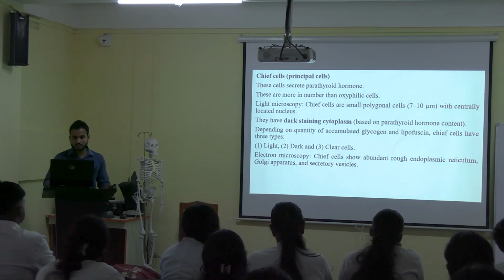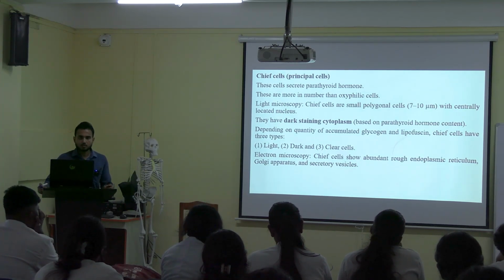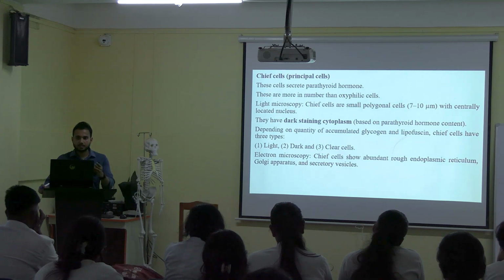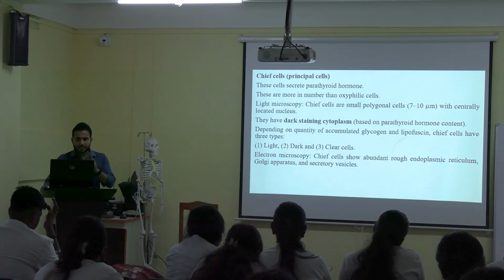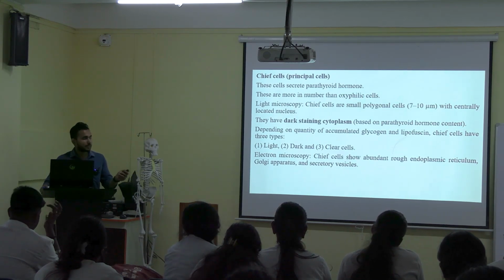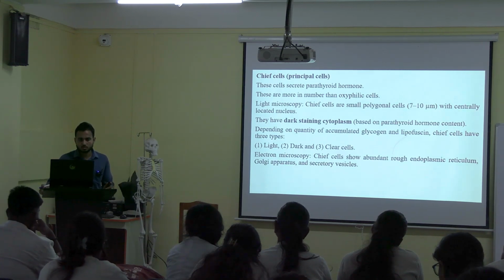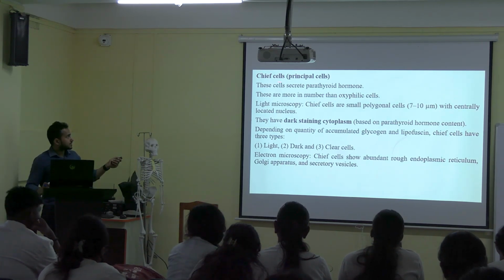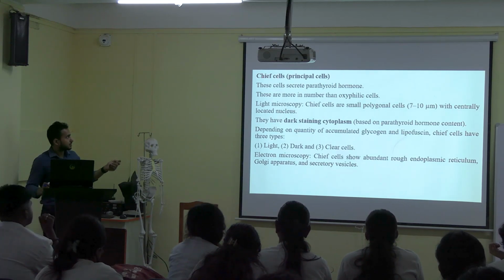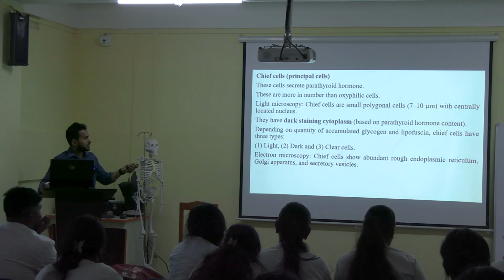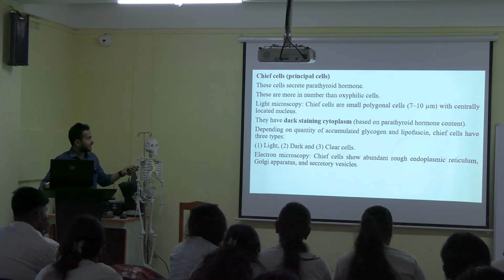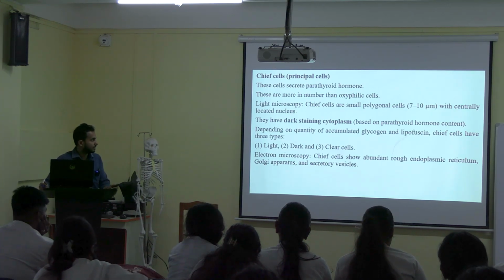First you have to know about the chief cells, or the principal cells. The chief cell secretes parathormone, also called parathyroid hormone. The short form is PTH. These are more in number than the oxyphil cells, so mostly you will be getting the chief cells. Under light microscopy, the chief cells are polygonal in shape with a centrally located nucleus and dark staining cytoplasm. Very easy to identify.